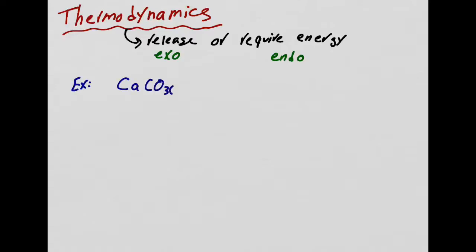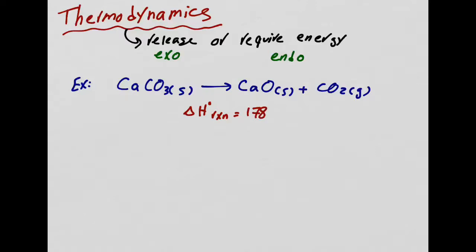Okay. Now, let's give you an example. Calcium carbonate over time can decompose to calcium oxide plus carbon dioxide gas. Delta H of this reaction is 178.1 kilojoules. Okay. Now, what does this mean? I give you a delta H of a reaction that is positive 178.1 kilojoules. Now here's what you need to remember.